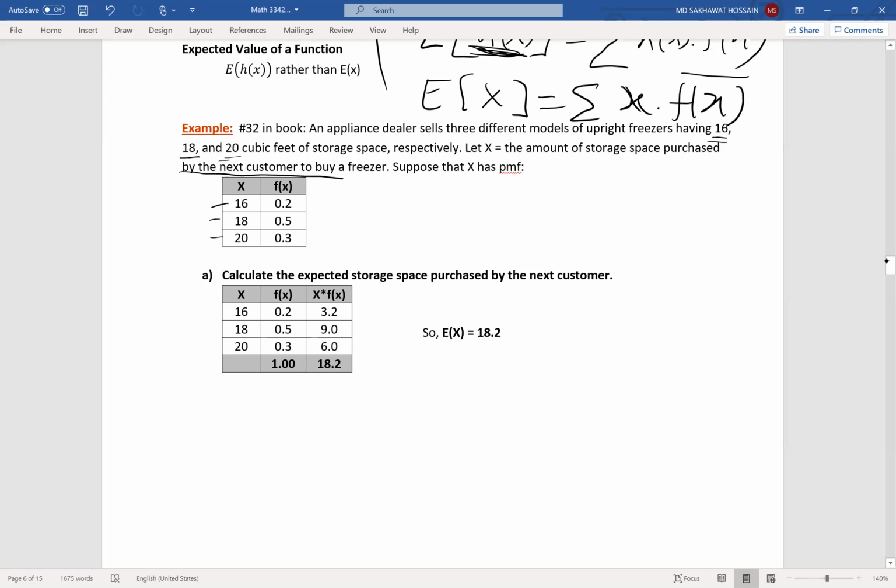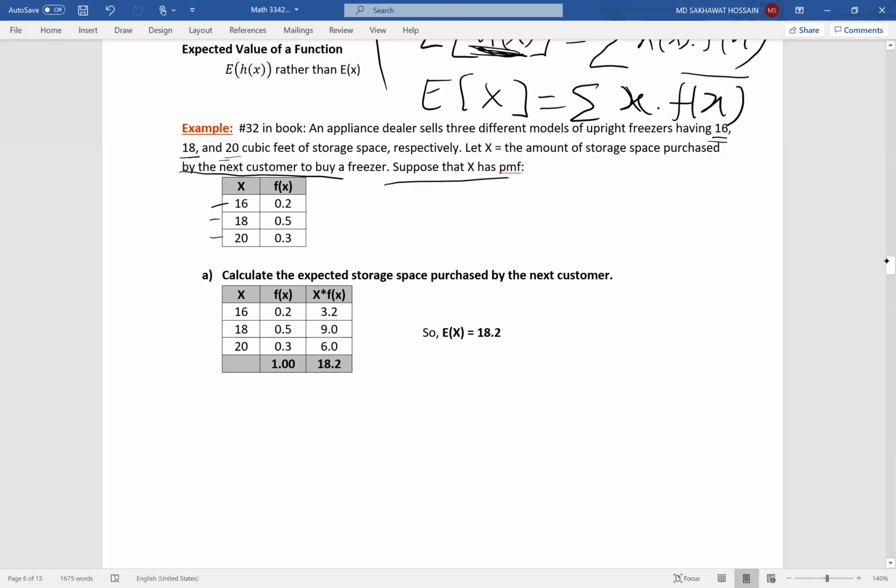And we have their corresponding probabilities. The probability when x is equal to 16 is 0.2. When x is 18, it is 0.5. When x is 20, it is 0.3. So this is a PMF. It is already mentioned in the question that it is a PMF.